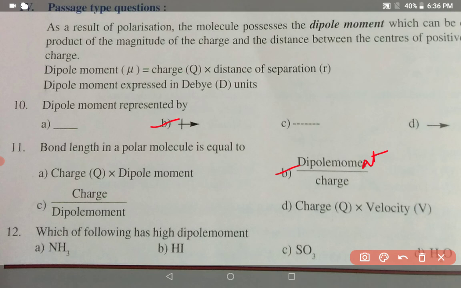Next, 12th and the last question. Which of the following has high dipole moment? The highest dipole moment is there on HI, that is hydrogen iodide, HI. So with this we have completed our goal 8. I hope you all understood this.